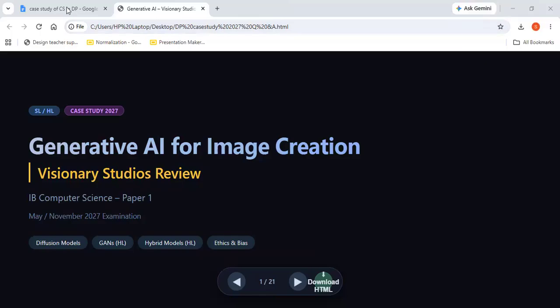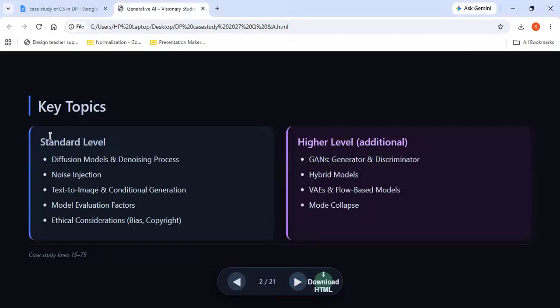Children, let us view a few questions and answers about this case study 2027 for computer science students for IBTP. So let us see what are the things we will have to learn in this. The key topics standard level students have to learn are diffusion models and denoising processes, noise injection, text to image and conditional generation, model evaluation factors, and ethical considerations, that is bias and copyright.